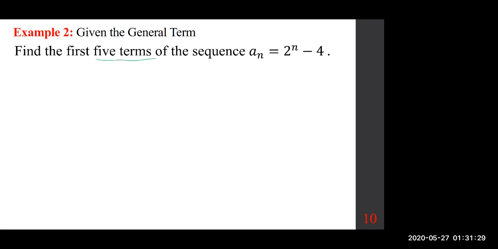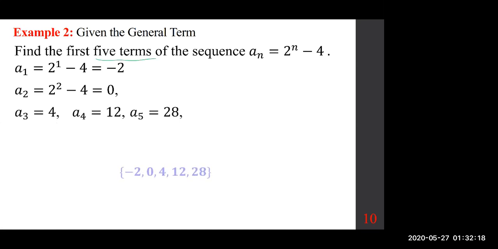For example, if we replace n with 1, we get 2 to the power of 1 minus 4, which is 2 minus 4, which is negative 2. If we replace it with 2, we get 2 squared minus 4, which is 0, so on and so forth. As long as you can calculate 2 terms, you can calculate all of them. So the rest shouldn't be a big deal. And so you would write it as the following set for the first 5 terms. Okay, everyone?